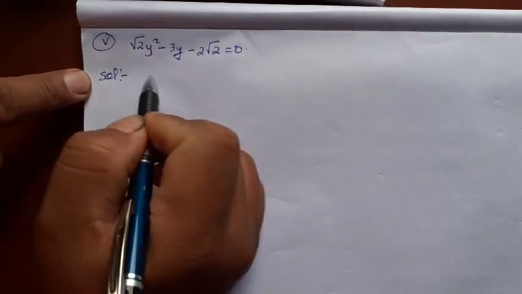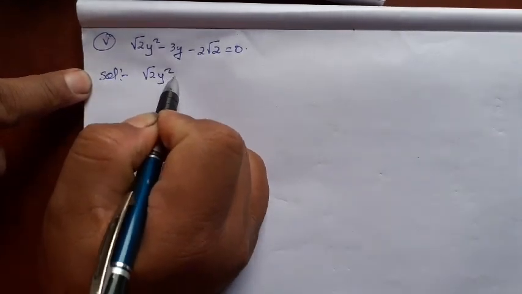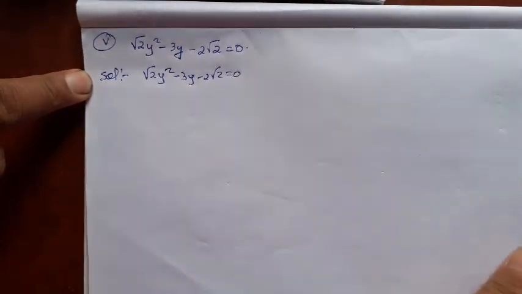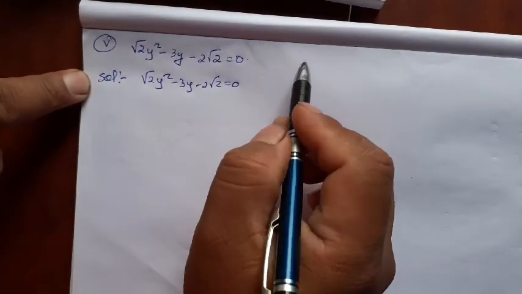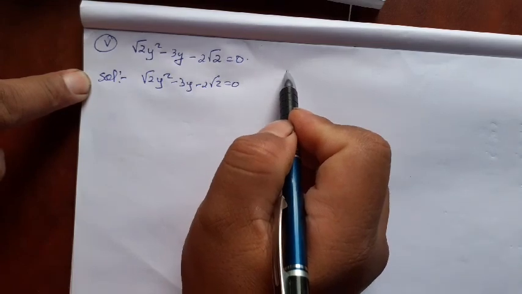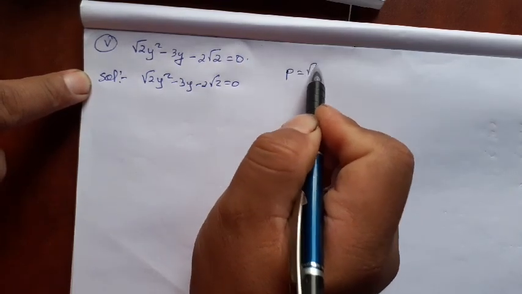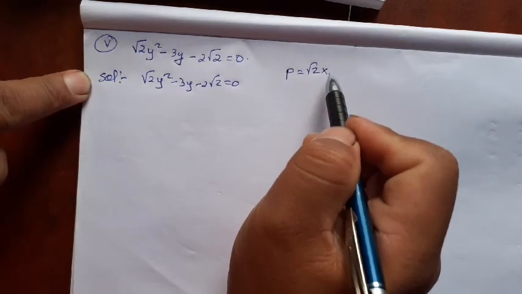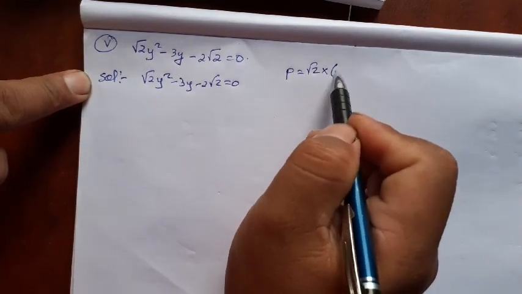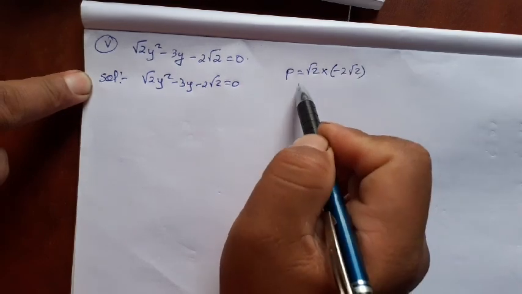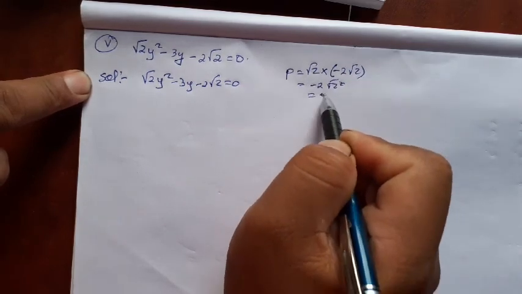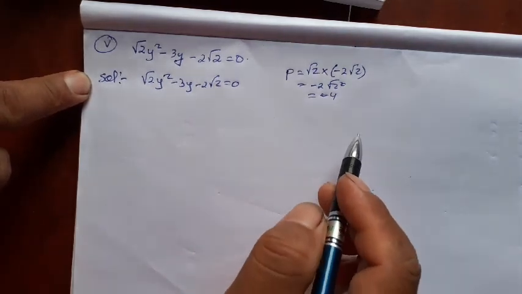Here, let us solve this. Root 2 y squared minus 3y minus 2 root 2 equals 0. First, we find out the product. The product is the coefficient of y squared, which is root 2, times the constant term, which is minus 2 root 2. Minus 2 into root 2 squared becomes minus 4. And the sum is equal to minus 3.